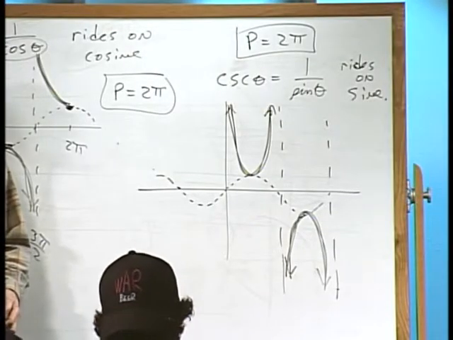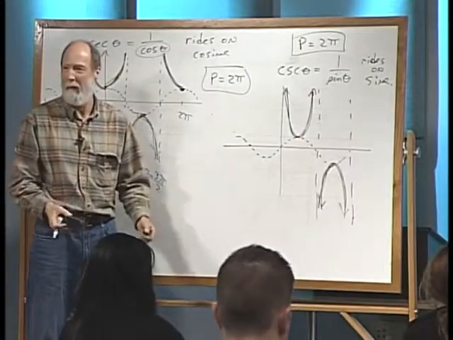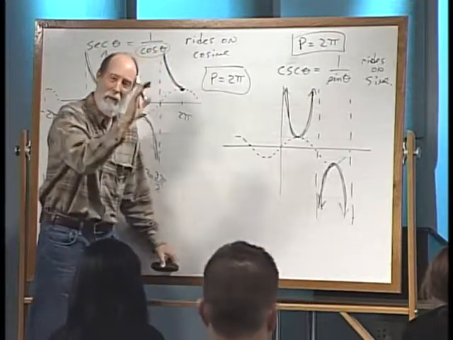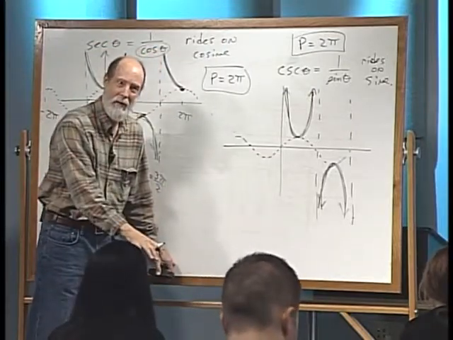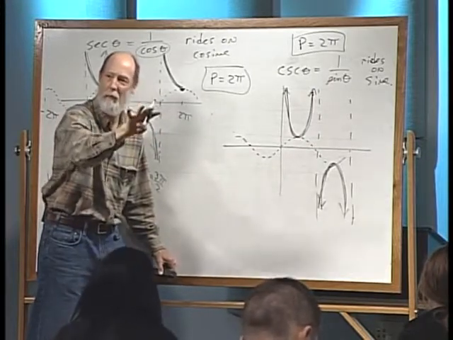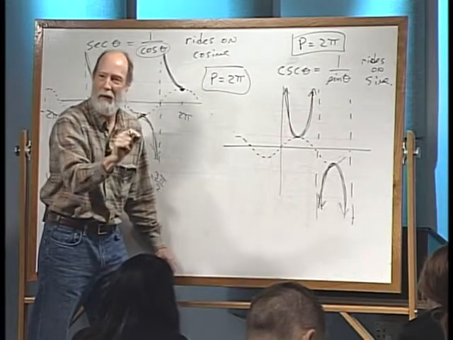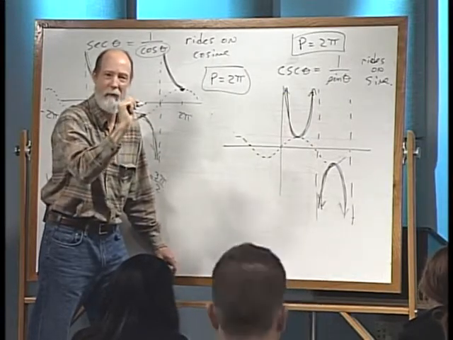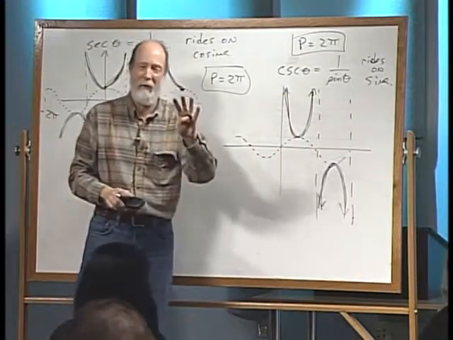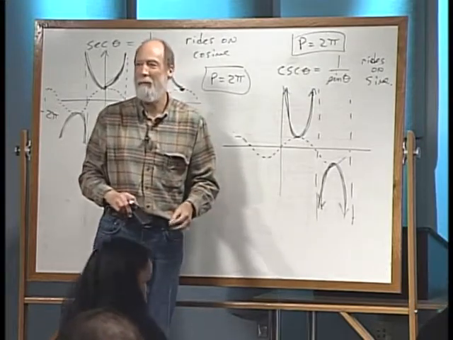Last quick comment, just in the interest of time. It'd be nice if we could spend all day playing with this, and then I'd really wear you out. We have 6 trig functions, don't we? 4 of the 6 have periods of 2 pi. The other 2 have periods of pi, which are your tangent and its reciprocal cotangent. Can you remember that? 4 of the 6 have periods of 2 pi. The other 2, tan and cotan, have periods of pi.